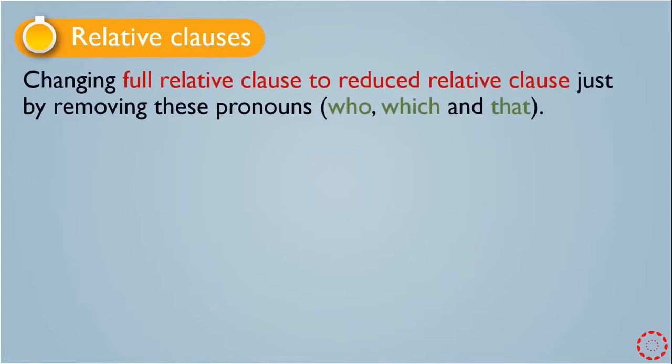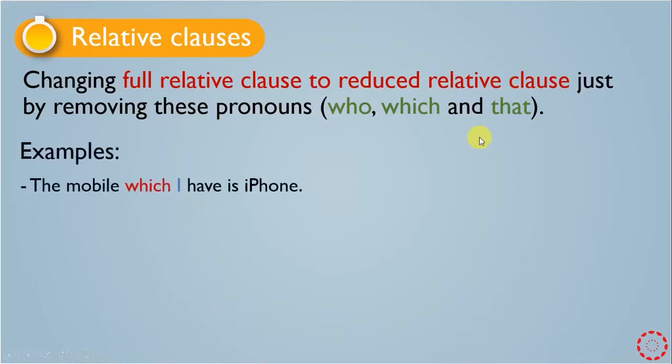How can we change a full relative clause to a reduced relative clause? We change a full relative clause to a reduced relative clause just by removing these pronouns, I mean the relative pronouns who, which, and that. Look at this example: the mobile which I have is iPhone. We can remove the relative pronoun which in this example and change this sentence from a full relative clause to a reduced relative clause. We say, the mobile I have is iPhone. We remove which in this example.